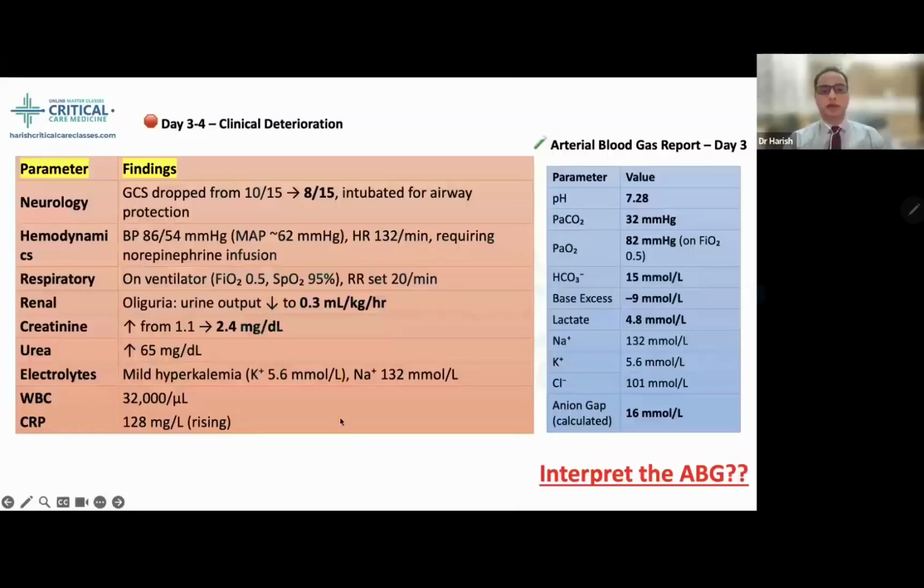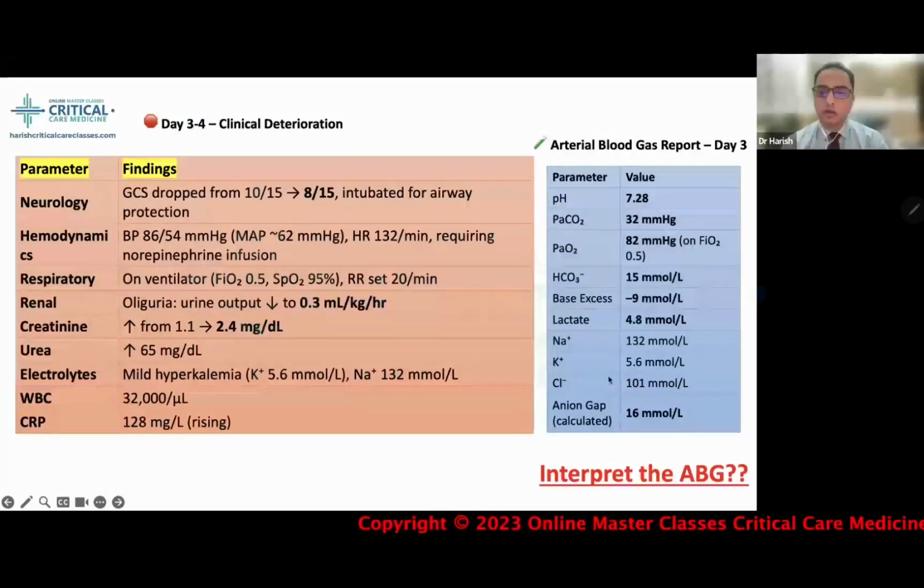Mild hyperkalemia, sodium is 132, WBC 32,000. CRP we got is 128, which is a rising trend. So this is the ABG, as I already told. Lactate increased, it became 4.8, and pH is 7.28.